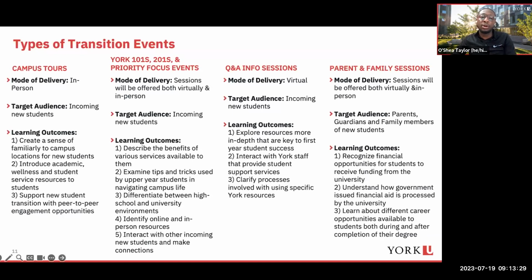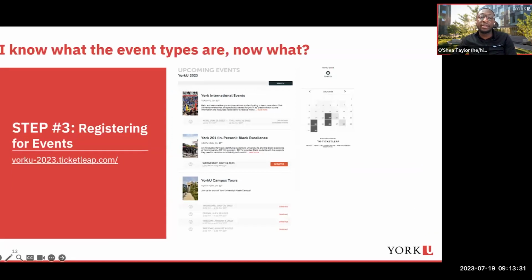We've gone through UStart, we've gone through the different types of events. So you might be saying to yourself, I know what the event types are, now what? Step 3. Step 3 is registering for events themselves. So within the link that I've listed here at yorku2023.ticketleap.com, we use a platform called Ticketleap. This is where all of our free events are posted.